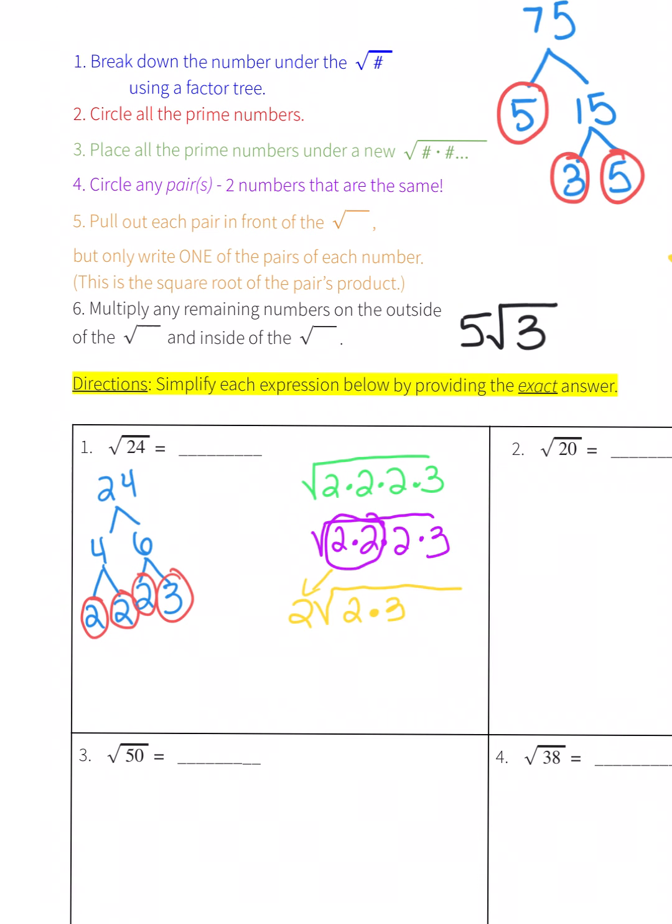But if we look in here, we have 2 times 3. So we need to multiply those together. So we leave our 2 on the outside, nothing to multiply, and then we take these 2 numbers right here, and we multiply them. 2 times 3 is equal to 6. So the simplified square root of 24 would be 2 square root 6.